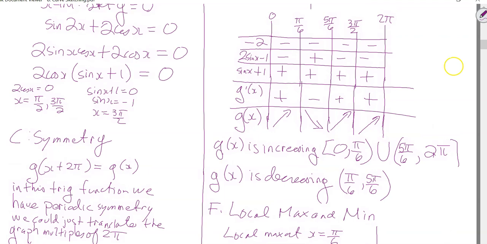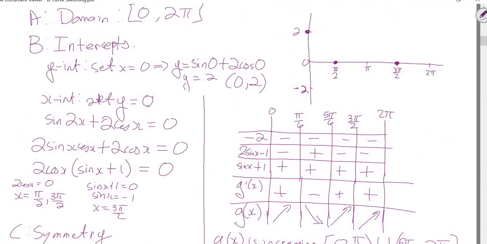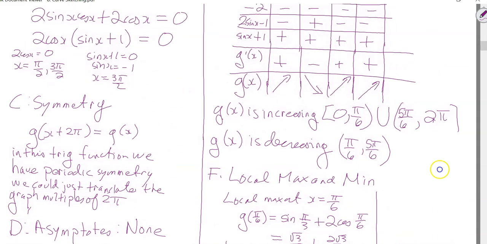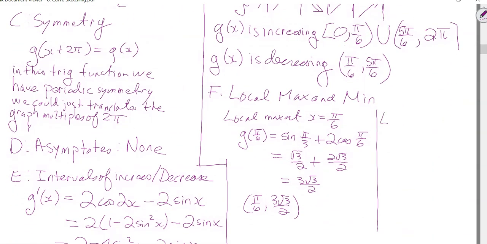We'll ballpark it. Pi by 6. So, where's pi by 6 here? 1 pi by 6, 3 pi by 6, 5 pi by 6. So where are we? Over here, 3 root 3 over 2. There's our max. Okay, got a local min.